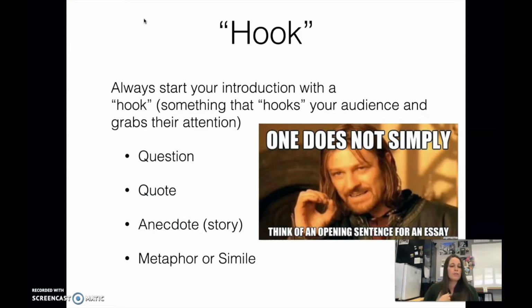You could use a quote. You can tell a very, very short anecdote or story. And then you can also start with a metaphor or simile. I'm going to go over each one of these right now.